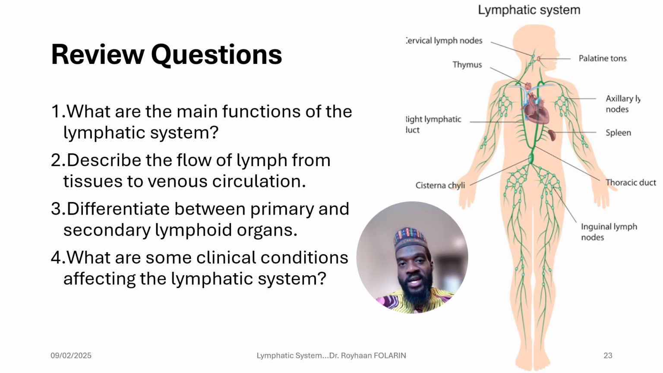To test how well you've understood this, you may try answering some of these questions by dropping your responses in the comment section. What are the main functions of the lymphatic system? Are you now able to describe the flow of lymph from tissues down to the venous circulation? Are you able to differentiate between the primary and secondary lymphoid organs? And what are some of the clinical conditions that affect the lymphatic system?